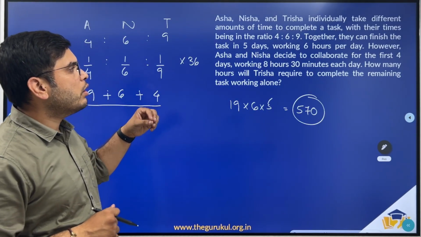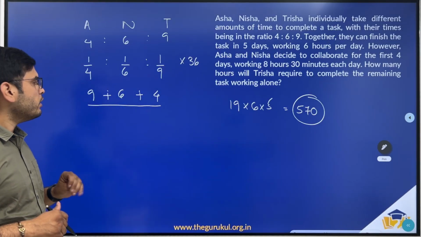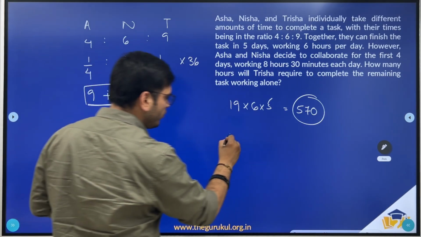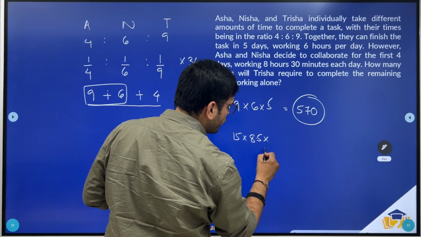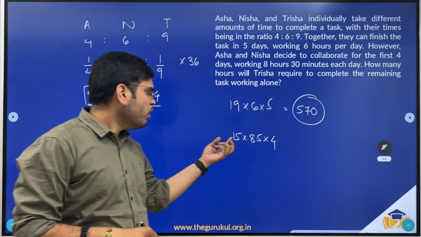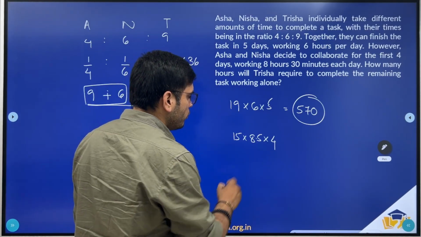Now Asha and Nisha decide to collaborate for the first 4 days, working 8.5 hours every day. Now what is the combined efficiency of Asha and Nisha? 15. Now they will be working for 8.5 hours for 4 days. Now what is 8.5 into 4? 32, 32 plus 2, 34.